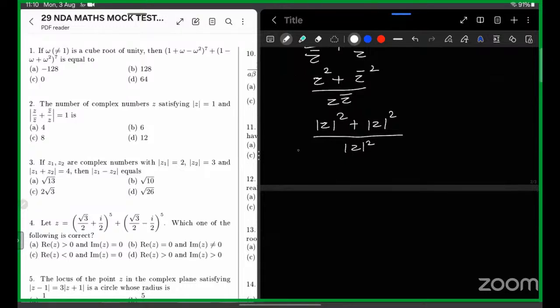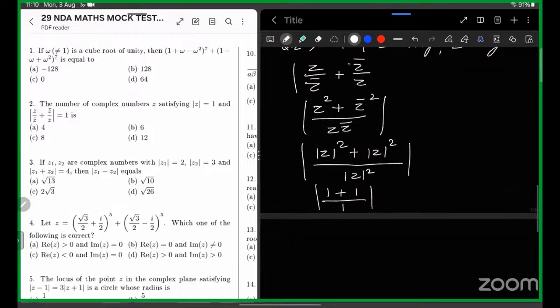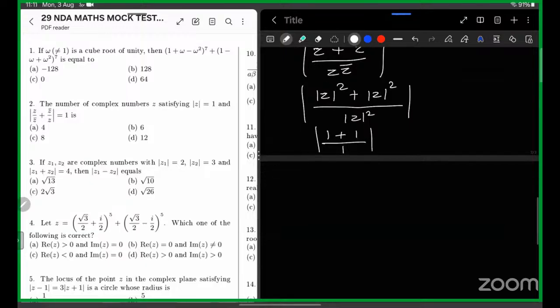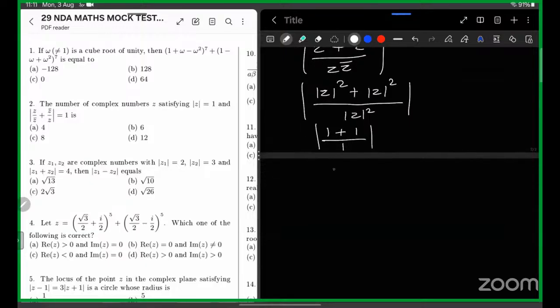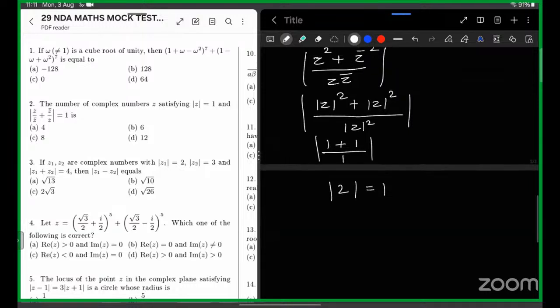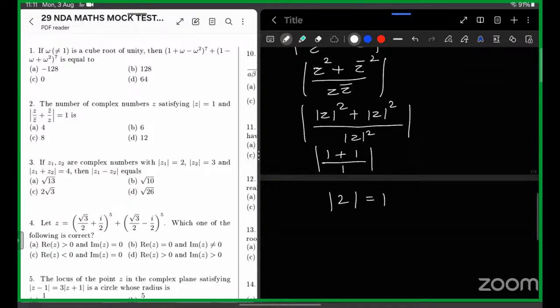They have given the value of mod z as 1. So if I put the value, 1 plus 1 upon 1, whole mod is also there. So 1 plus 1 is 2 upon 1, so it is 2 only. So I got mod 2 equal to 1. Or since they have given the value of mod z square, I can put that value 1, mod z whole square plus mod z whole square upon mod z square. Well, yes, that is fine. So it is 2, and the right side is 1.